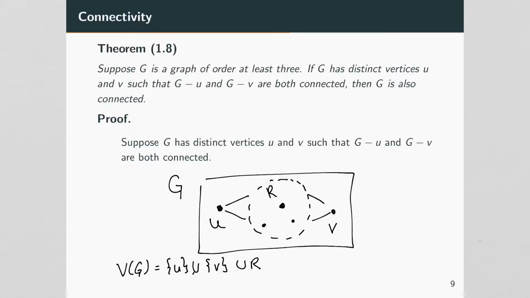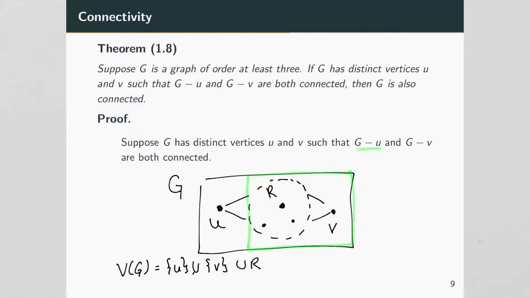So now I can think about these two subgraphs, G minus U and G minus V. So let's think about G minus U first. So that would be this part of the graph. So remember, I'm just going to delete U and any edges it's incident with. So I'd have what's inside my green box here. Now I know that G minus U is connected. So all the vertices inside that green box are connected to each other.